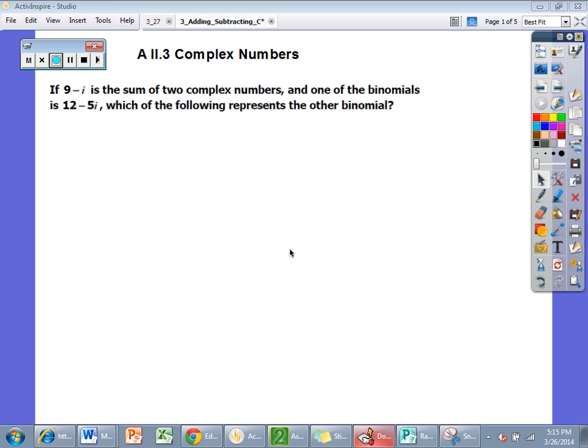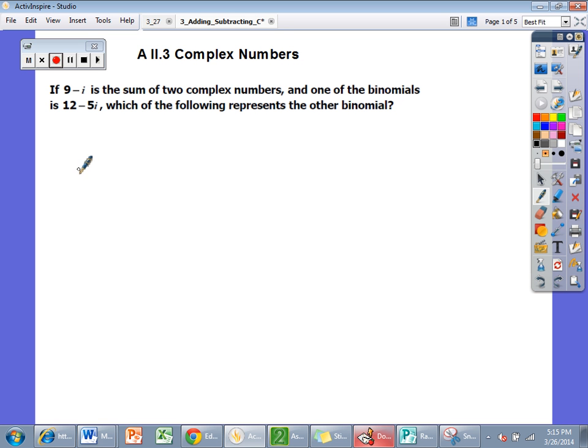This video is to review adding and subtracting complex numbers. This is an example of, it sounds like an adding problem, but it actually ends up to be a subtracting problem. So if 9 minus i is the sum of two complex numbers, and one of the binomials is 12 minus 5i, which of the following represents the other binomial?